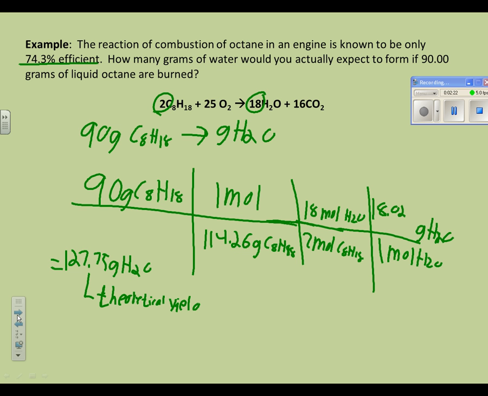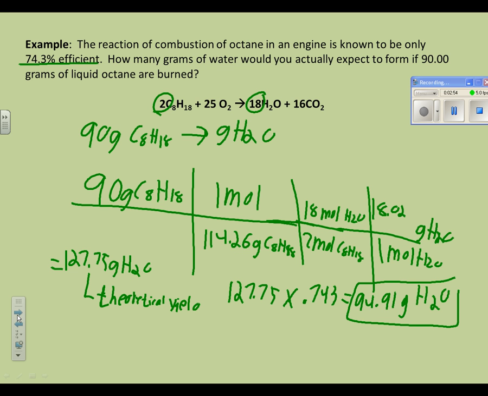That is not what the question is asking so far. So it says it's 74.3% efficient. So we're going to take 74.3% of our theoretical yield. So 127.75 times the decimal percentage, which is just 2 decimal places to the left, 0.743. That will give you 94.91 grams of H2O. There we go. That's all that one was.